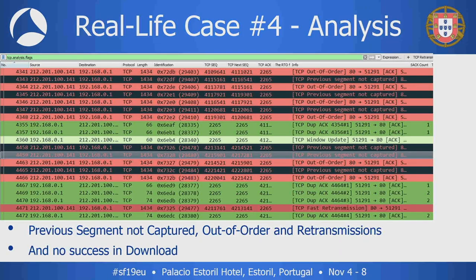Have you ever seen a pattern like previous segment not captured and then out of order? Plus some retransmissions as well. But what could that possibly be? Previous segment not captured means there is a gap. What does out of order mean? Wrong sequence. And if this occurs just next to each other, what would be your best guess? Buffer. Probably.